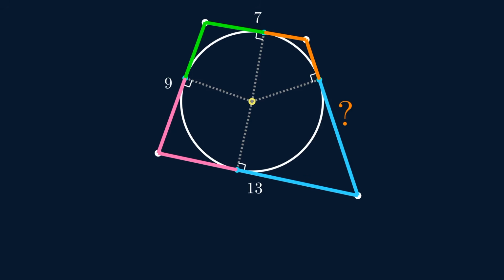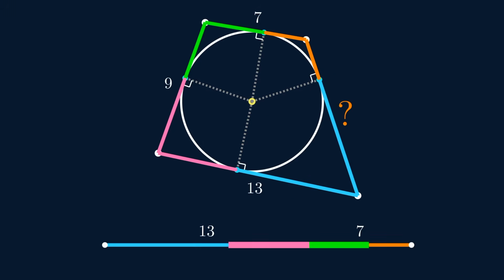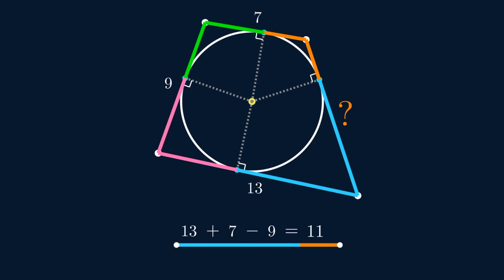Now there's something really neat we can do here. Let's put together our top segment and the bottom segment together. And notice the middle part here is our 3rd side, which has a length of 9. If we remove the middle part, what are we left with? Blue plus orange equals 13 plus 7 minus 9, 11. So the 4th side length is 11.